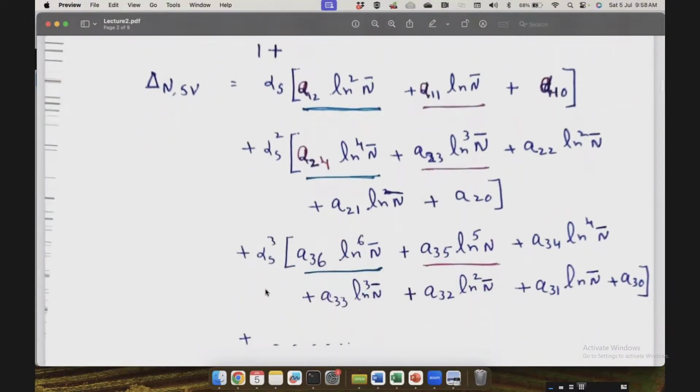Similarly, if I go to the alpha s cube level, I have the highest power as log power 6. And the next one is log power 5 and so on. And the series goes all the way up to a_30. And you remember, this is in the parton level cross-section coefficient functions.